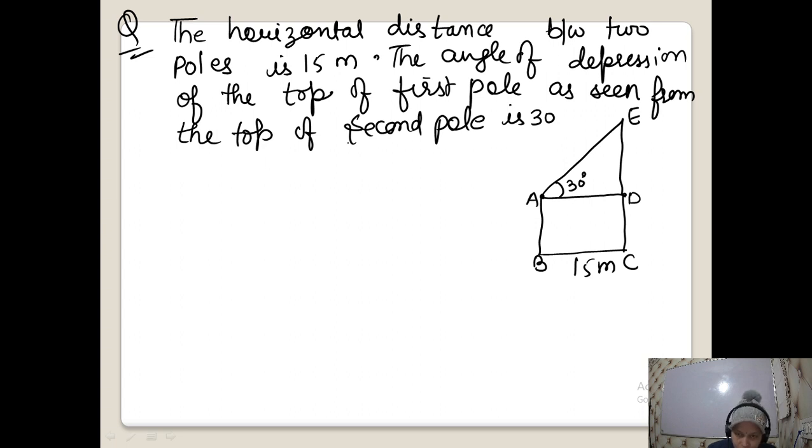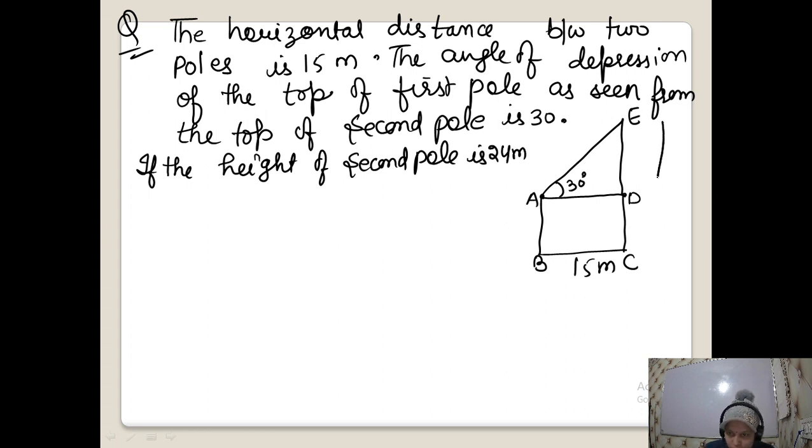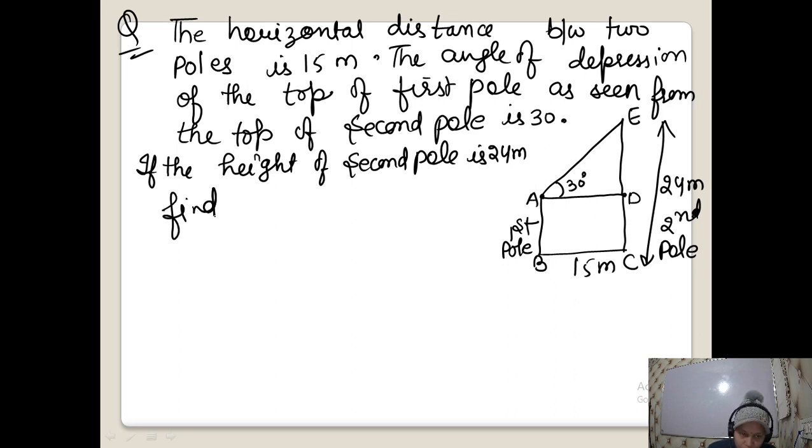And after this, the question says, if the height of the second pole is 24 meters, this is the total height of the second pole, and this is the first pole, this is the second pole, this height is given as 24 meters, and we have to find out the height of the first pole.